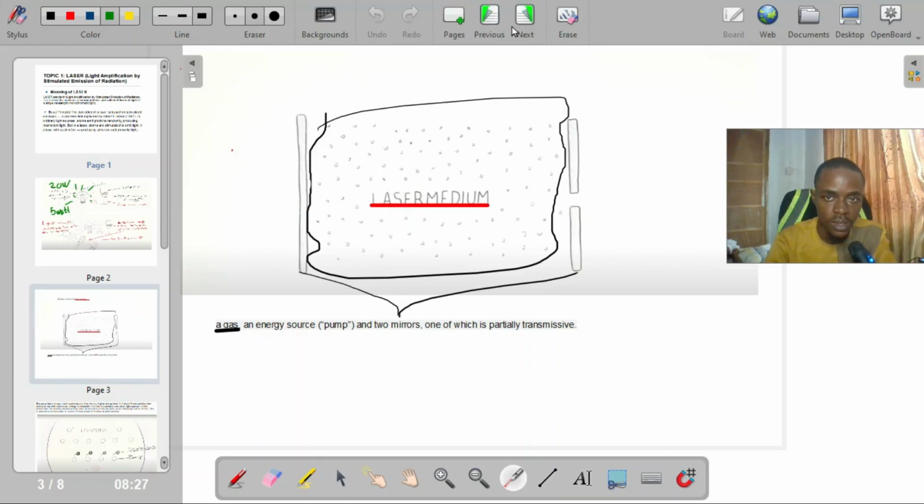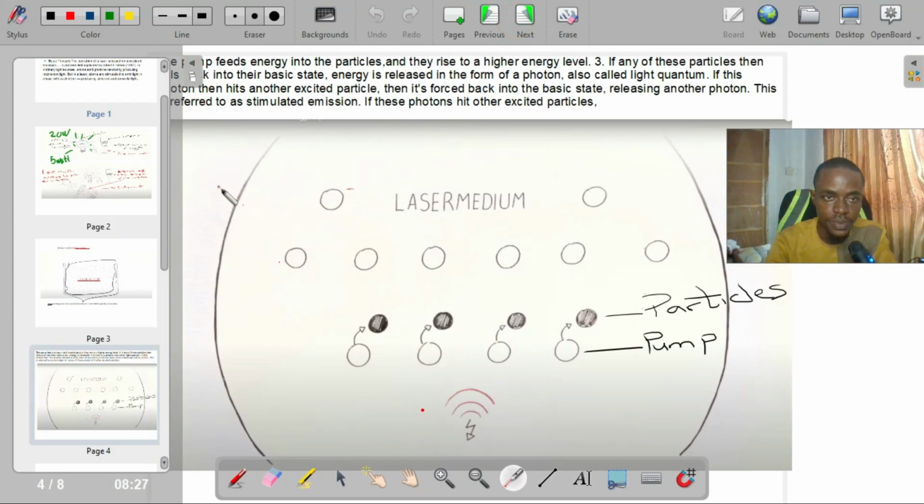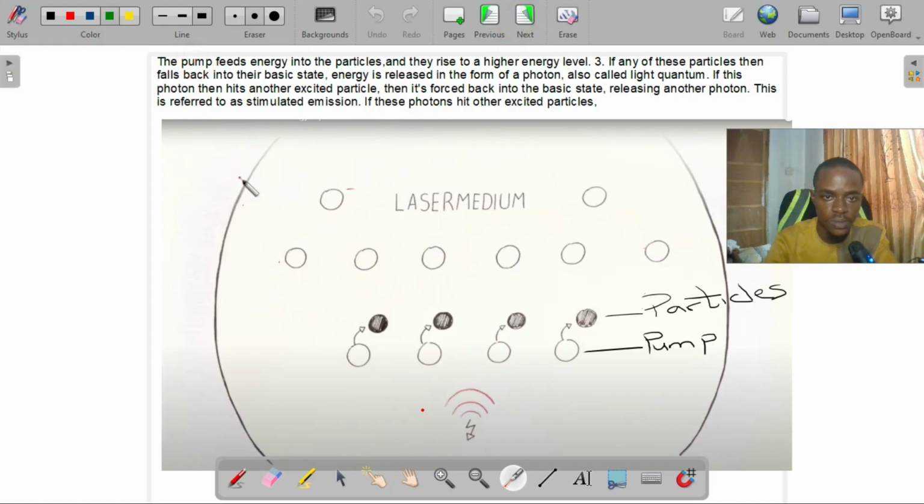Let's see. So moving on to the third page. Now in the laser medium, we have pumps and we have particles. I try to make this as simple as possible for everyone. Before we talk about the pumps and the particles, this is the energy that I was talking about.